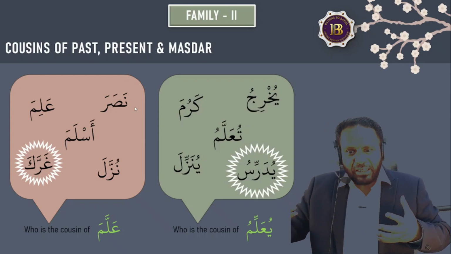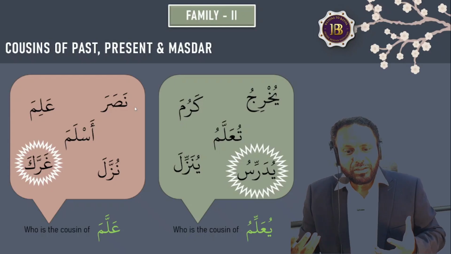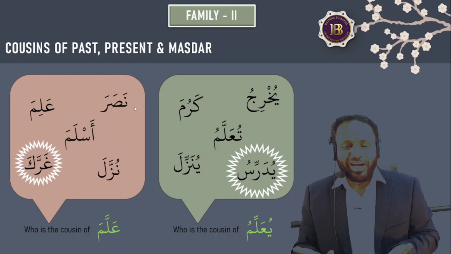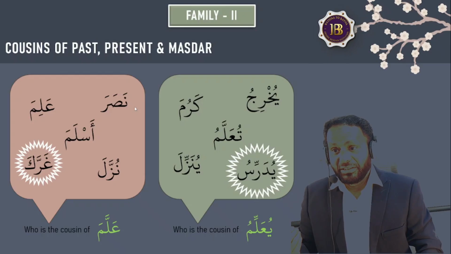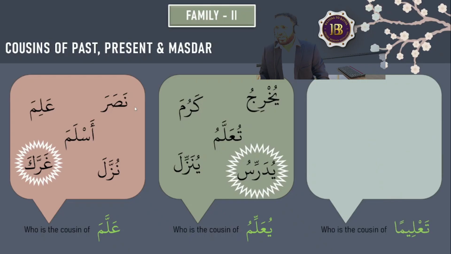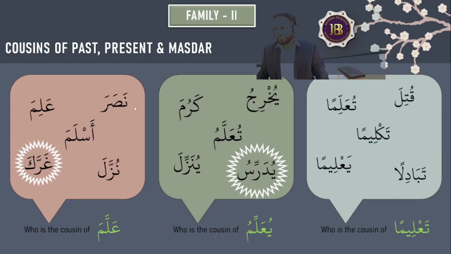And you will see that you are creating words which you never practiced, never learnt. New words, but you are able to create them based on the pattern. This language is like mathematics. If you understand the pattern formula, you can create it. Now do it for masdar. Who is the cousin of masdar here? Takliman. That's it. No other word matches the pattern except takliman. That is the cousin of ta'liman.